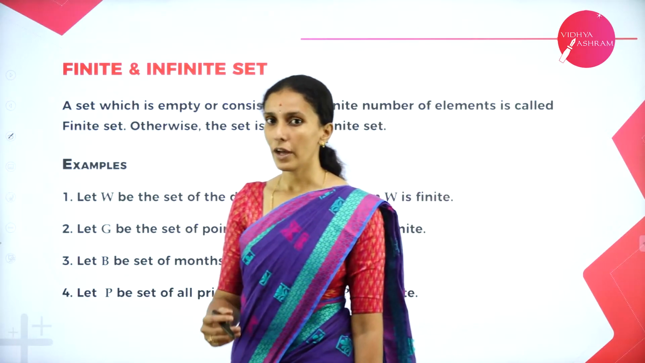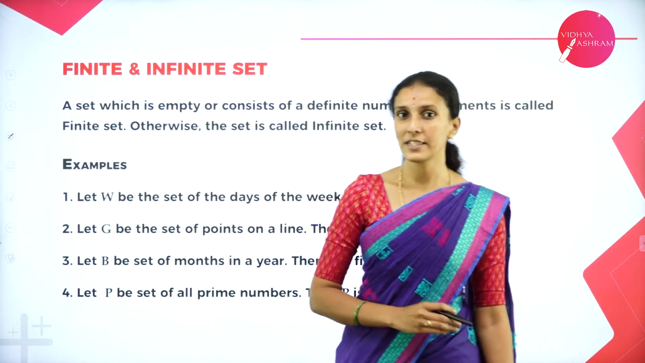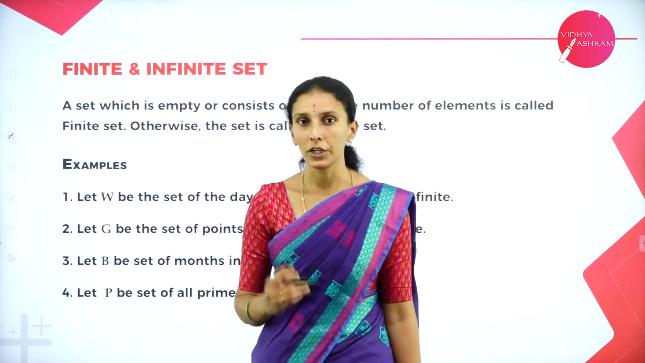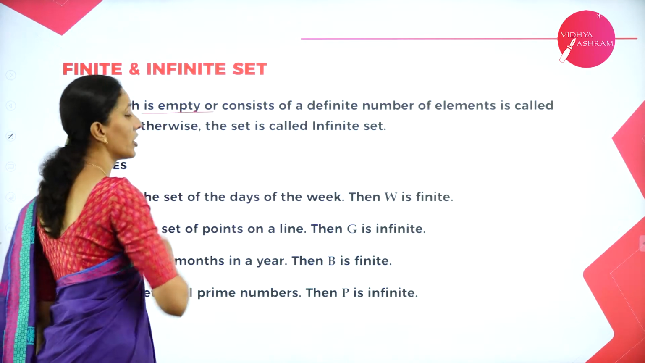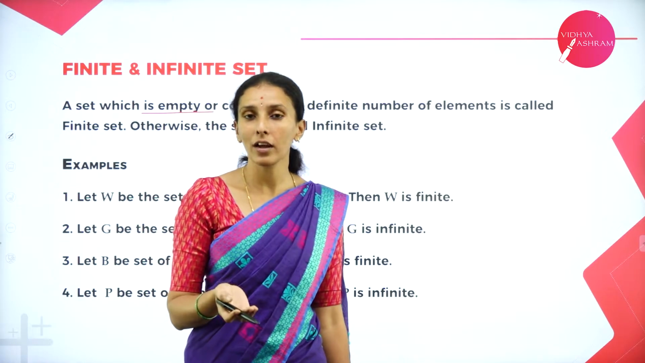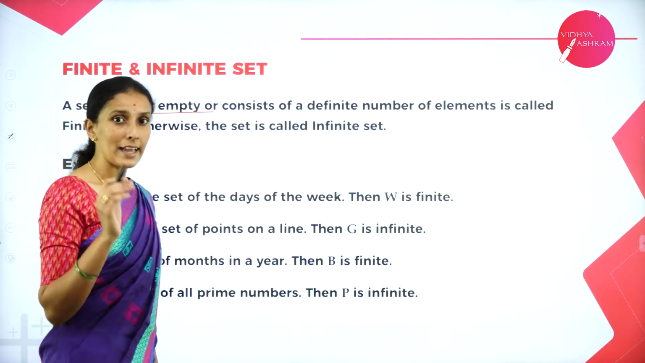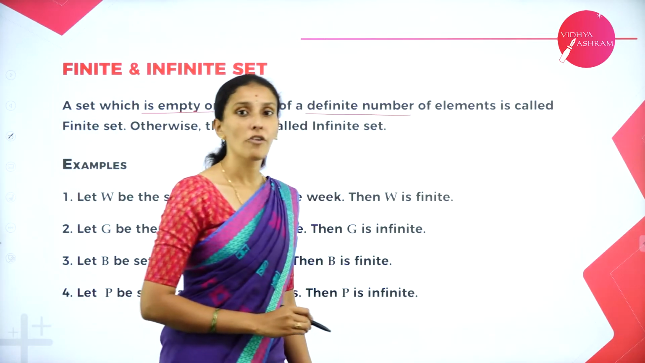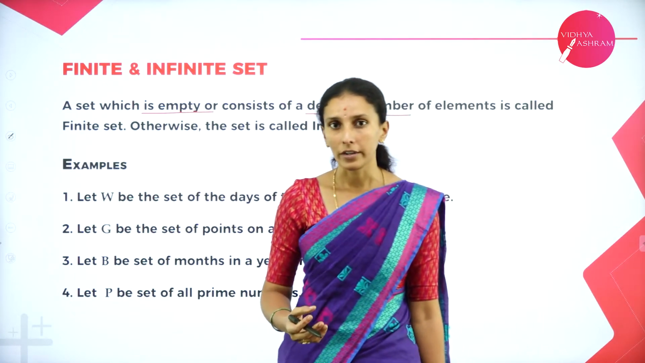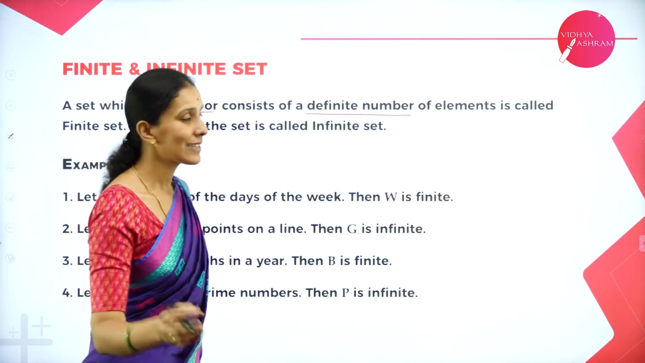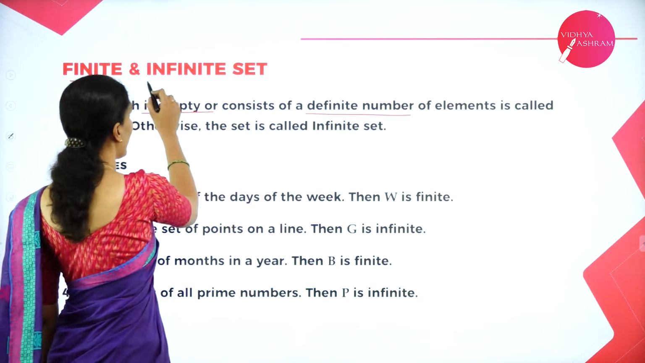Next, we come across one more type of sets, that is finite and infinite sets. As the name itself says, finite is nothing but countable. You can count the number of elements inside the set. Even the empty set is finite, because you can count that there are no elements inside the set. So therefore, the empty set and a set consisting of a definite number of elements are finite. If you have 5, 6, 7, 10, 15 elements, you can count them. So any set which is countable is called a finite set, and if it is not countable, then it is called an infinite set.